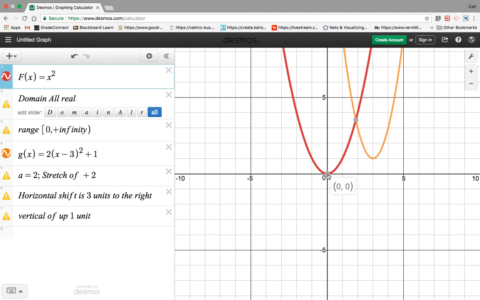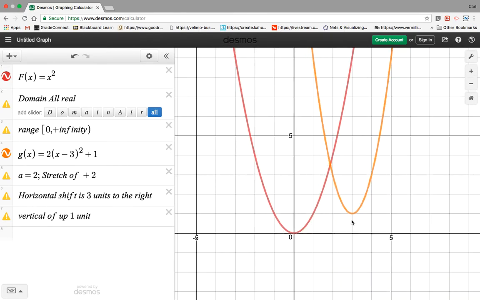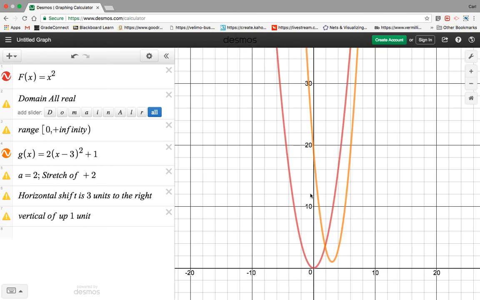So we see that the point at the origin, 0, 0, this was modified, moving 3 units to the right, 1 unit up, which is stating the horizontal and vertical shift. We see that they intersect, which is interesting. That doesn't always happen. But we also can see that this is moving in a faster motion. It's more slimmed down. It's moving in a quicker rate.